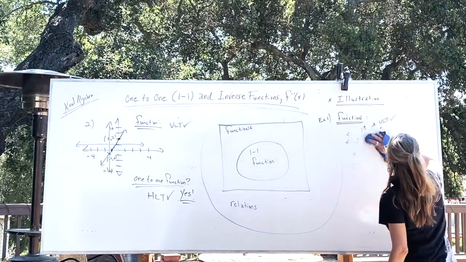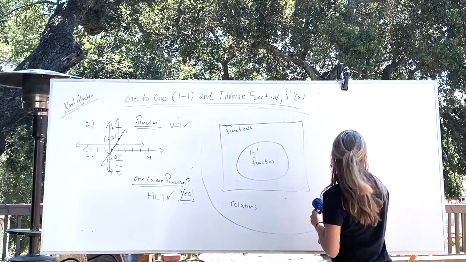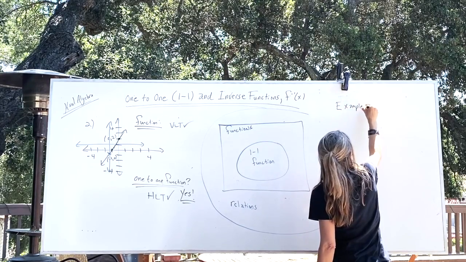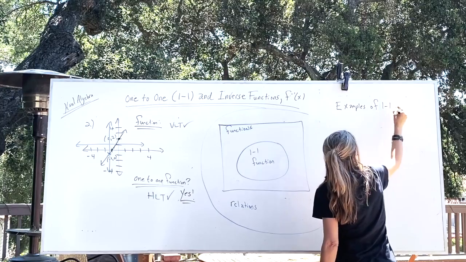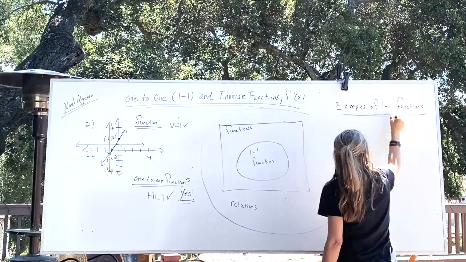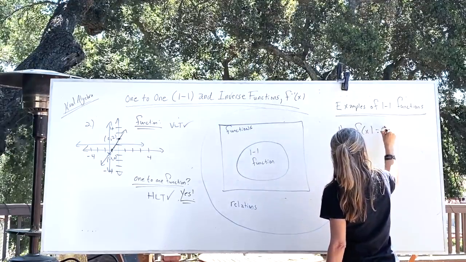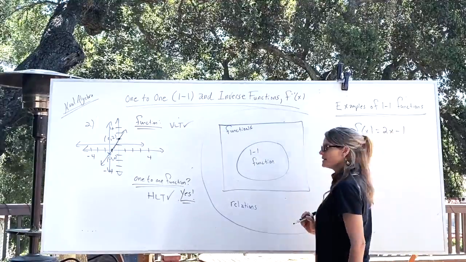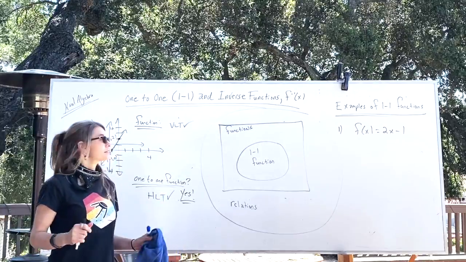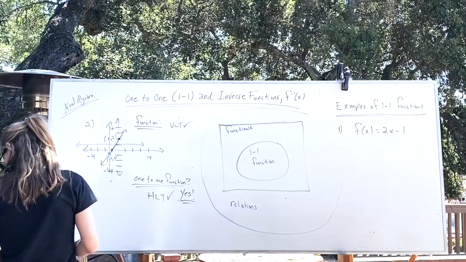non-graph form. So here's some examples of one-to-one functions. Number 1, f of x equals 2x minus 1. Based on what we just did in this illustration, you should be able to look at this and say it's a linear function. So yes, it's a one-to-one function. And some others.